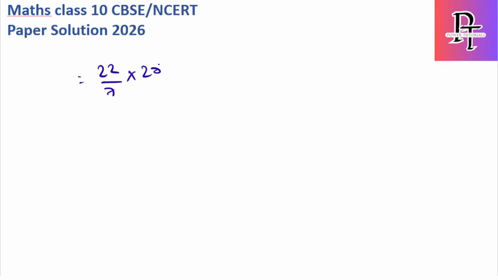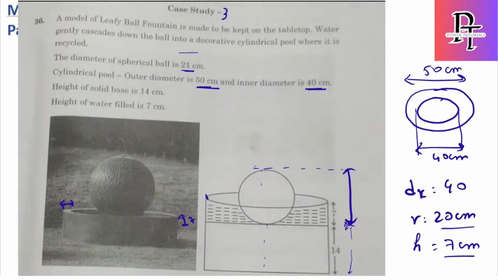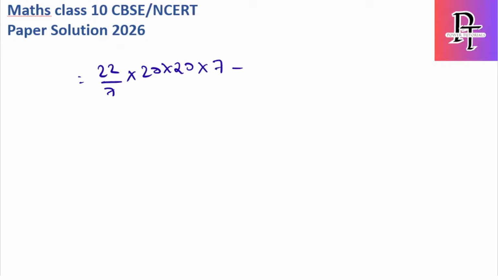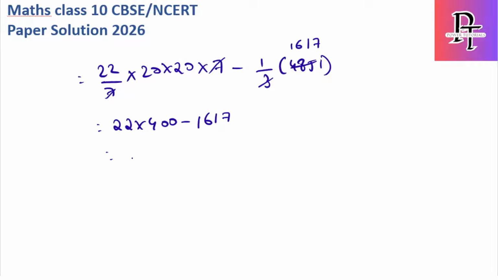So 20 is square, 20 into 20. R square h. Height of the cylinder is 7, minus 1/3 of 485. So 7 gets cancelled out, so the remaining is 22 into 400 minus, 3 table gets cancelled out, 3 ones are 3, 3 sixes are 18, 3 ones are 7, minus 1617. 4 twos are 8, so it is 8800 minus 1617 will give me the volume of water filled.